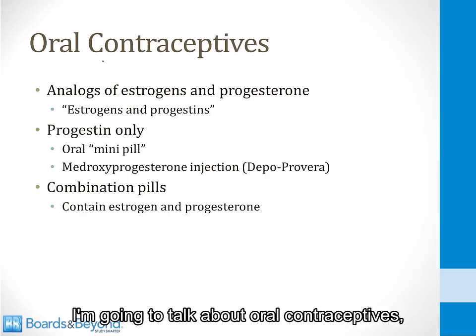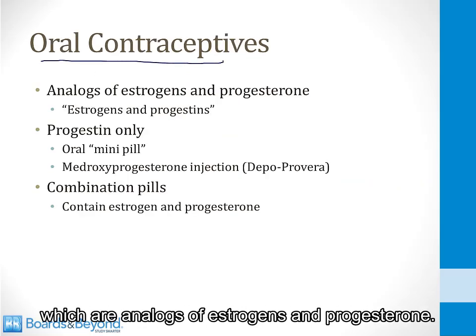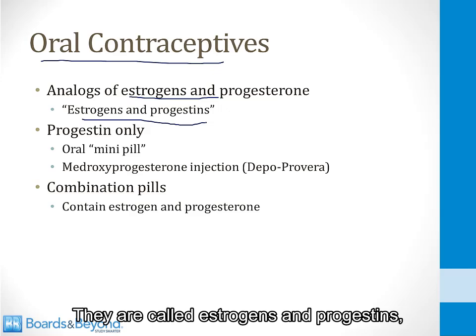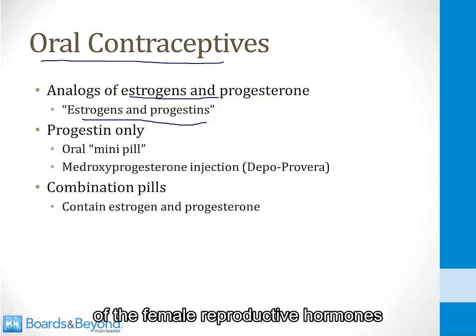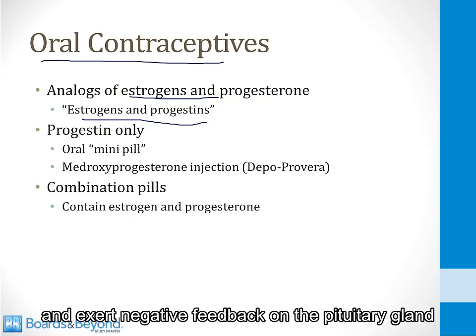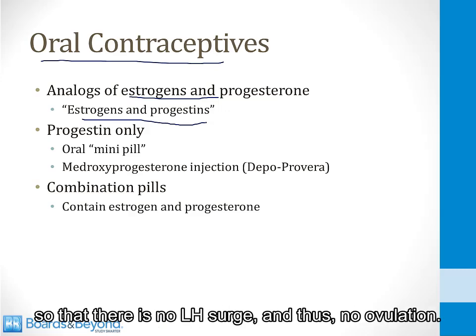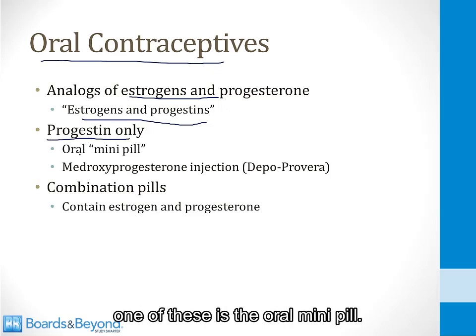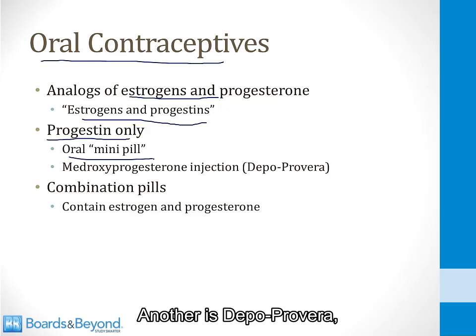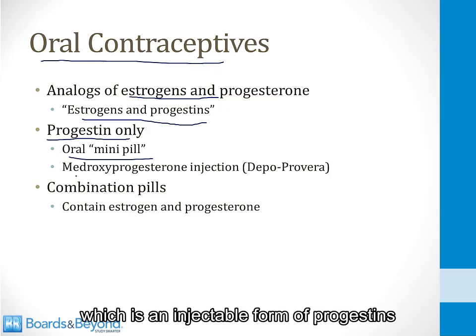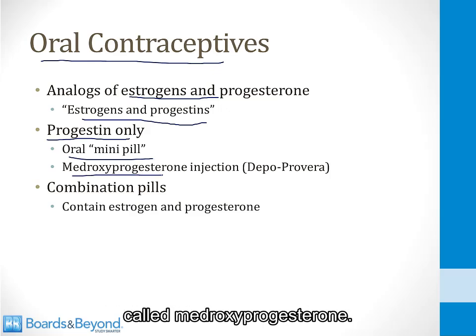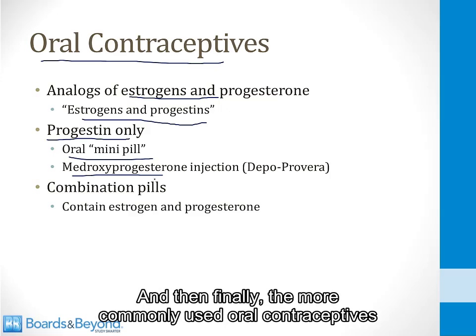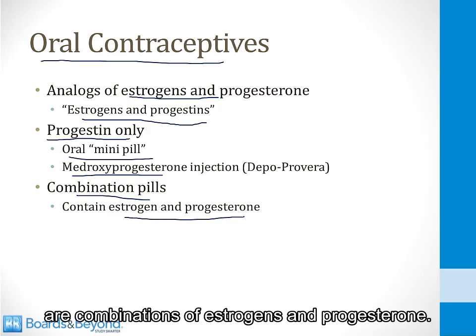For the remainder of this module, I'm going to talk about oral contraceptives, which are analogs of estrogens and progesterone. They are called estrogens and progestins. And the way they work is to mimic the effect of the female reproductive hormones and exert negative feedback on the pituitary gland so that there is no LH surge and thus no ovulation. There are a couple different forms of oral contraceptives. Some are progestins only. One of these is the oral mini pill. Another is Depo-Provera, which is an injectable form of progestins called medroxyprogesterone. And then finally, the more commonly used oral contraceptives are combinations of estrogens and progesterone.